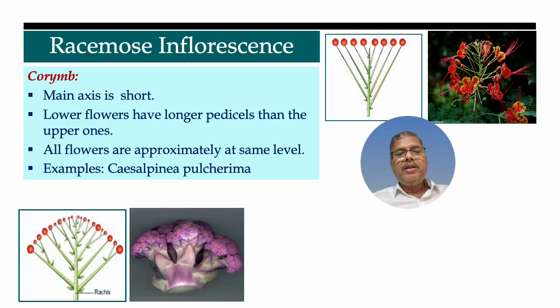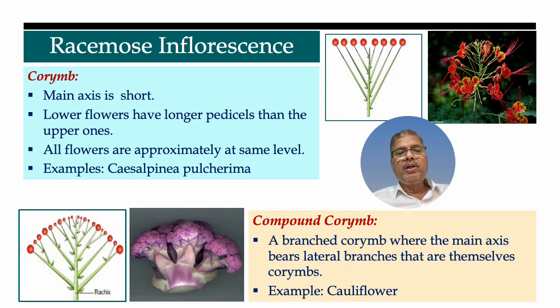Corymb, the main axis is short and the lower flowers have longer pedicels than the upper ones, bringing all the flowers to approximately the same level, creating a flat-topped convex appearance. Example is Caesalpinia pulcherrima. A compound corymb is a branched corymb where the main axis bears lateral branches that are themselves corymbs. Example is cauliflower.